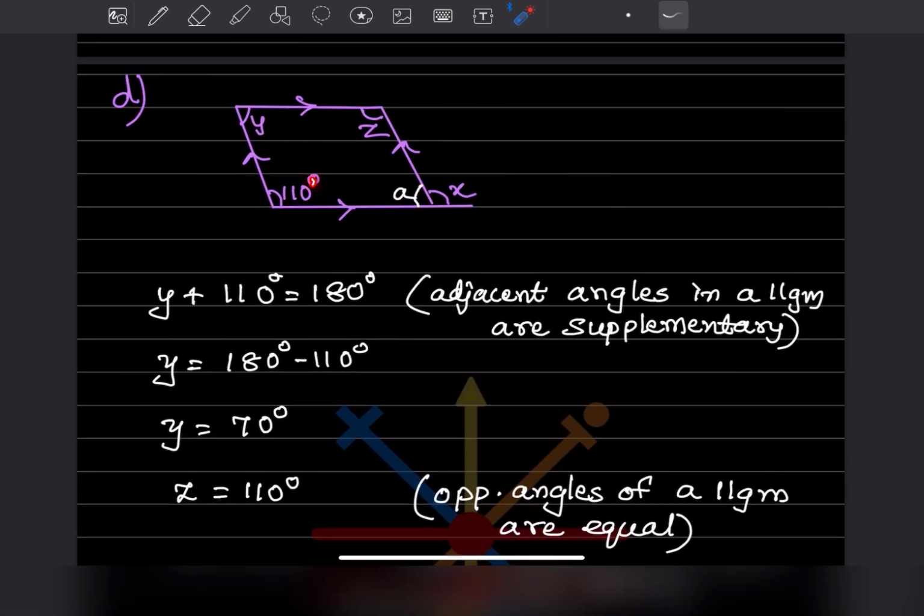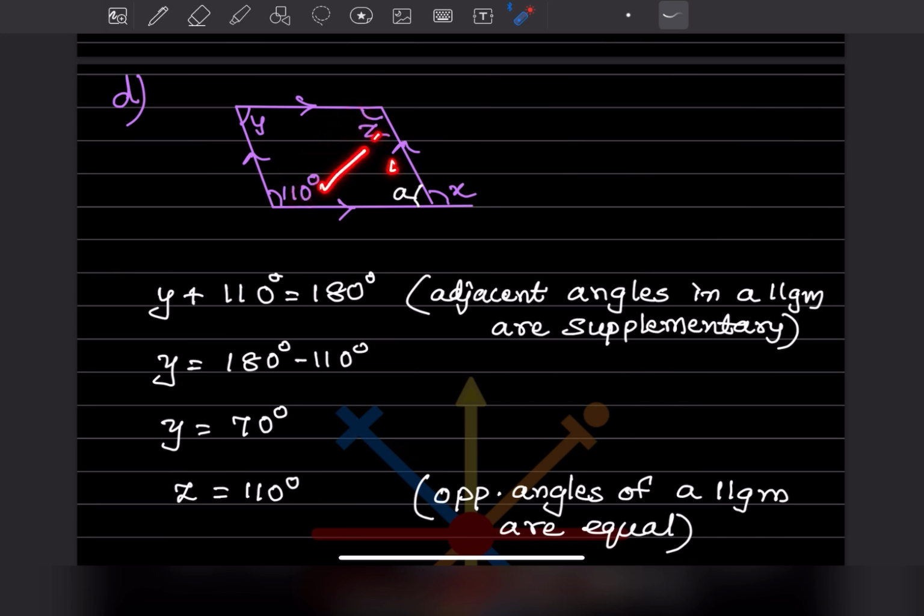Now, first thing, before finding this x, we can do one thing. We can go for this one first, because here we already got this 110. So this is z. These are the opposite angles, these both are the opposite angles. So what we can write here, this z is 110.